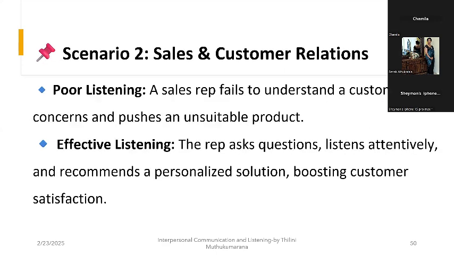The second one, if we see, is in sales and customer relationship. So the sales rep pretends to understand the customer's concerns and pushes an unsuitable product, and is going to sell the unsuitable product to that person. Then there will be a communication breakdown there, right? So instead of that, the rep can ask questions, listen and recommend a personalized solution, and you can boost customer satisfaction through that.